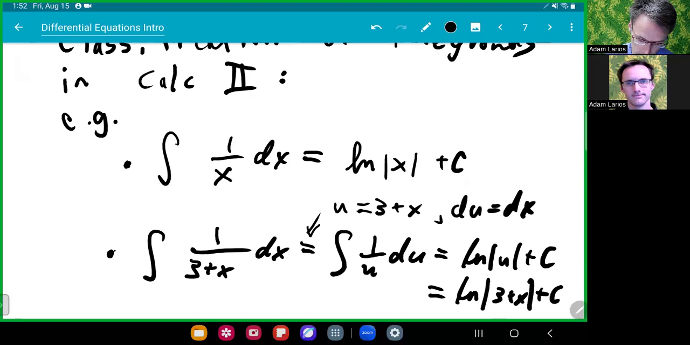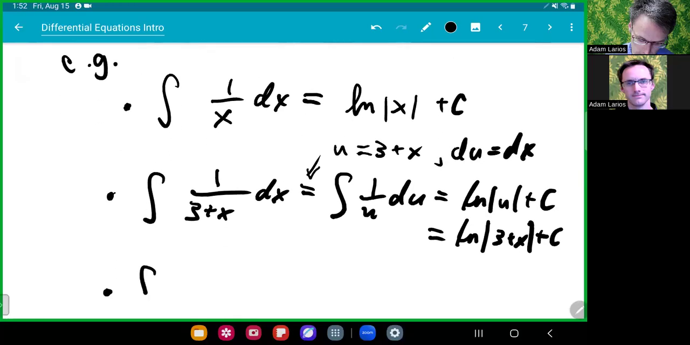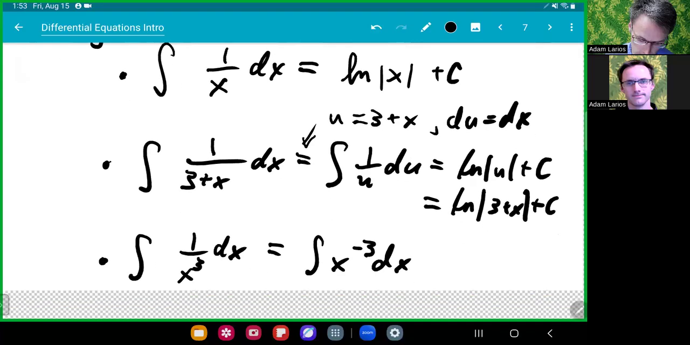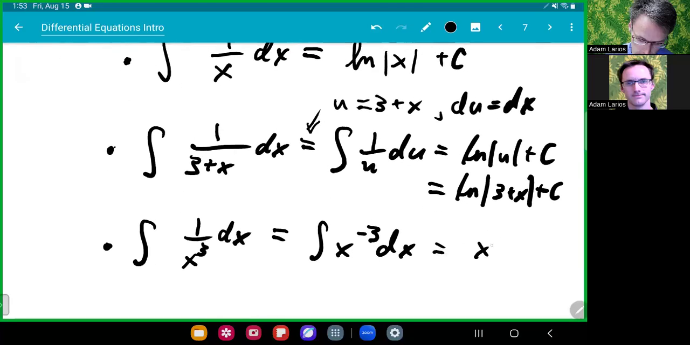So after a little while in Calc 2, I would say that these problems are more or less the same. If you know how to do one, you know how to do the other, so long as you're okay with u substitution. These are not fundamentally different problems. However, if instead of doing something like that, I do something like this, here I put 1 over x to the 3. All of a sudden, this is a different class of problem, right? This is something like, well, we could think about this as a power rule, x to the minus 3. And then we use the old power rule trick, add 1 to the power, divide by the new power, and add a constant. So it's a bit of a different flavor.